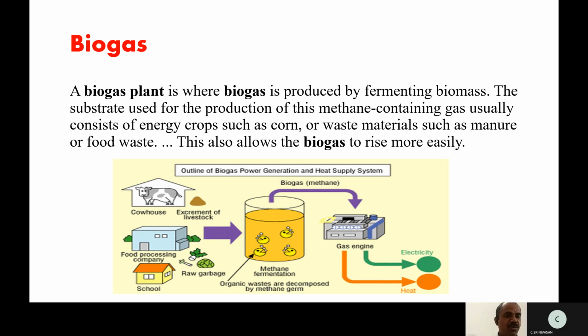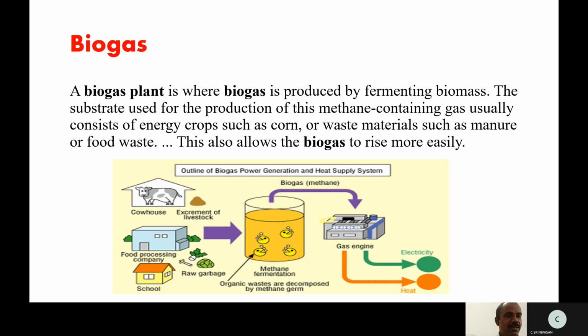In this kind of plant, we dump some wastes: cow waste and agriculture waste, and we also use municipality waste, school waste, and food waste. We dump them into the floating drum. Then we produce methane gas, and that gas can be used directly for the cooking process, and we can produce some electricity. So this is the biogas.